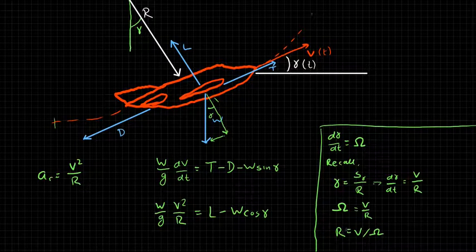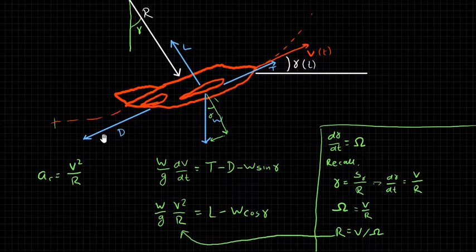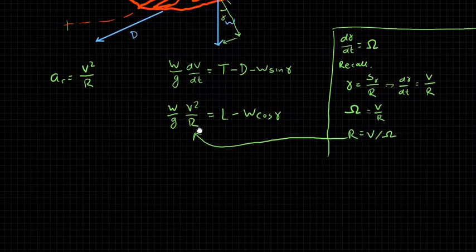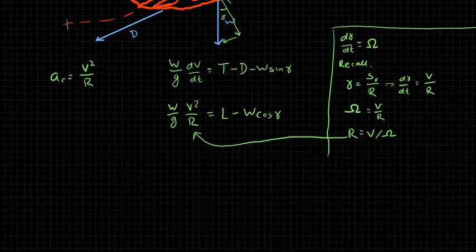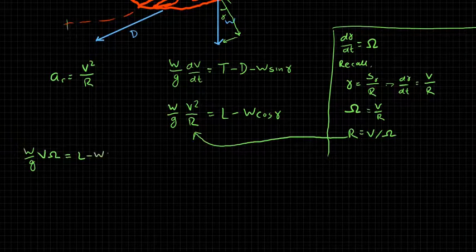All right, so if we plug this relationship into this equation, then we get W over g times, and I'm going to simplify, V squared divided by V over omega. So the V squared and the V cancel, and we're just left with V omega equals L minus W cos gamma.